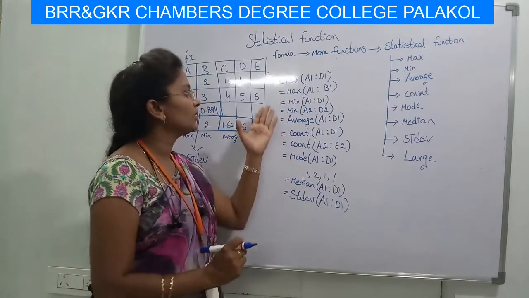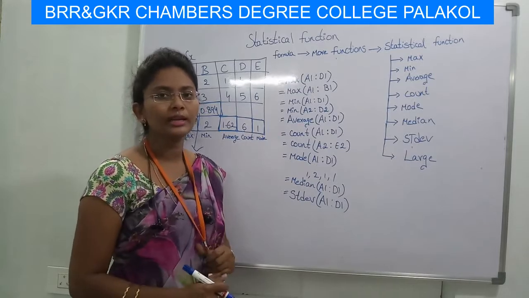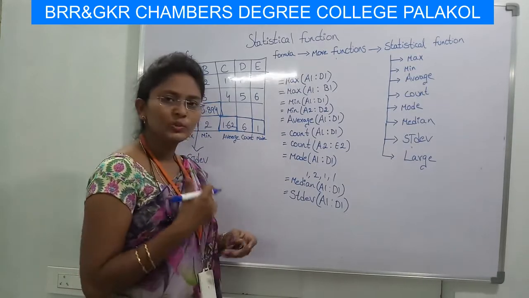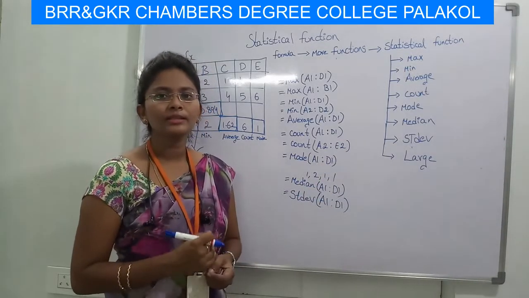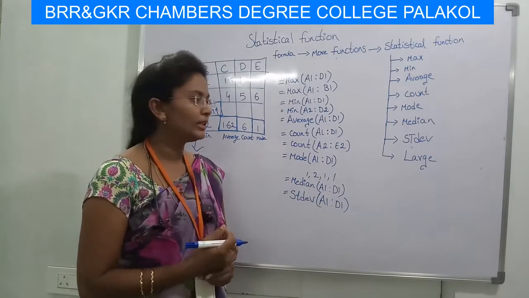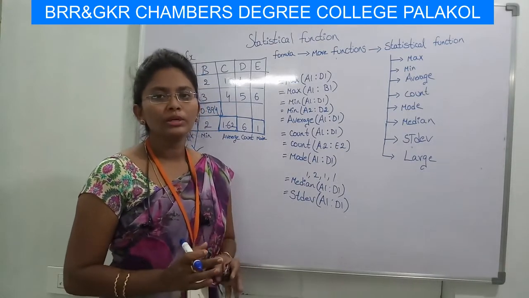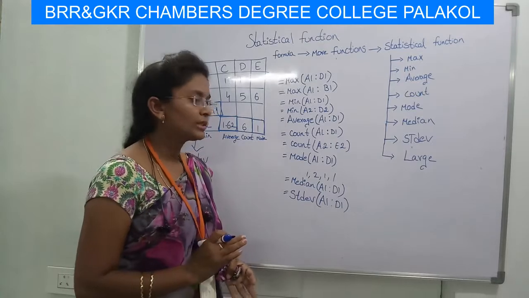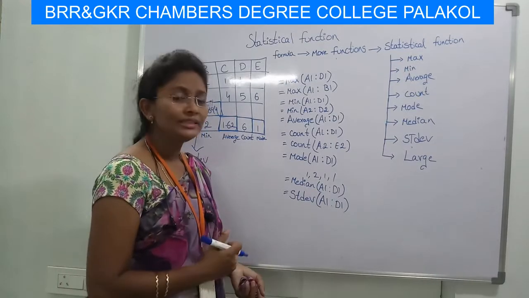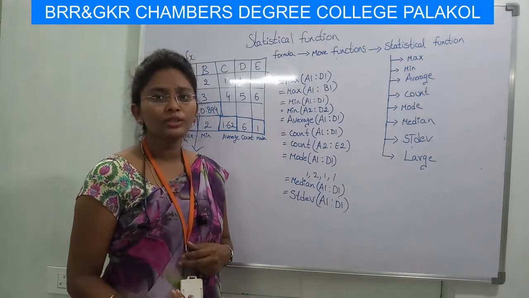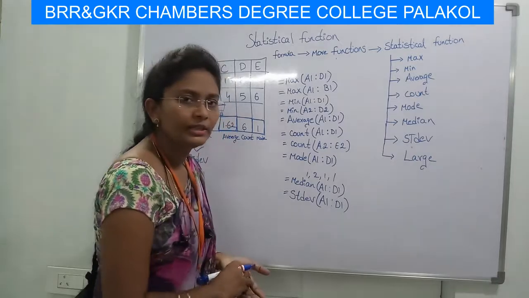In the maximum function, it will take the range of cells which we entered in the Excel sheet and display the maximum result. But in the large function, we can enter some condition like numbers. That means the range should be up to 2 numbers or 3 numbers or 4 numbers. Whatever data you entered in that Excel sheet will be taken into the large function and considered within that condition only.